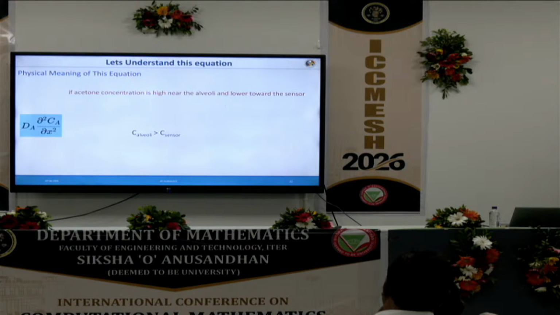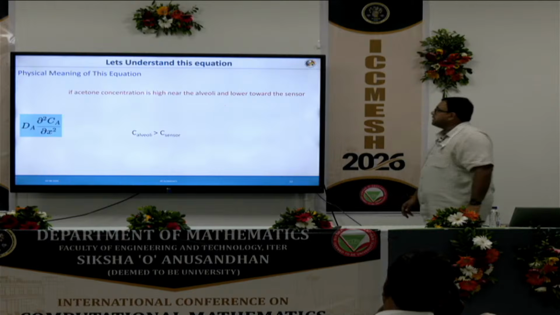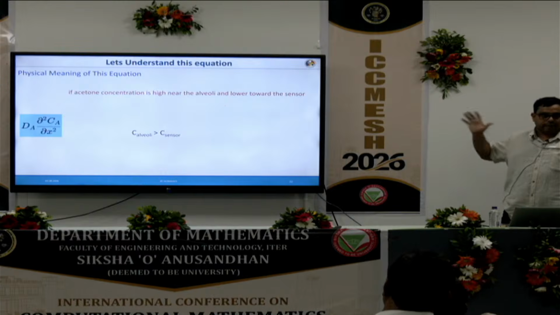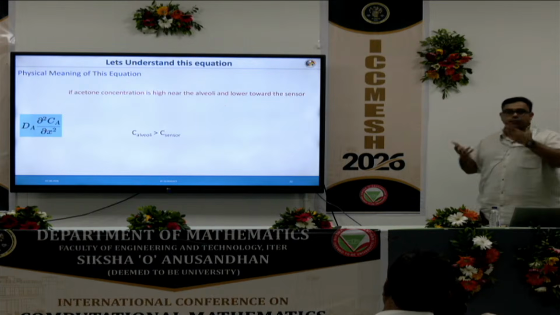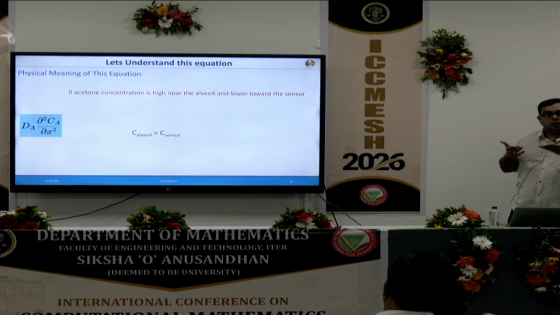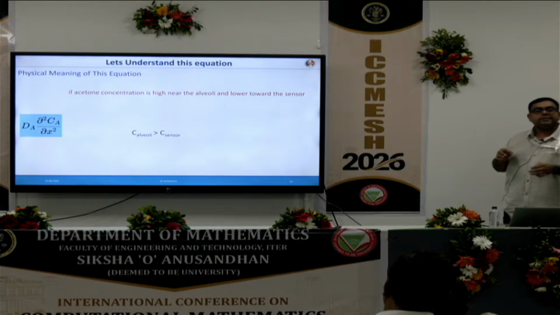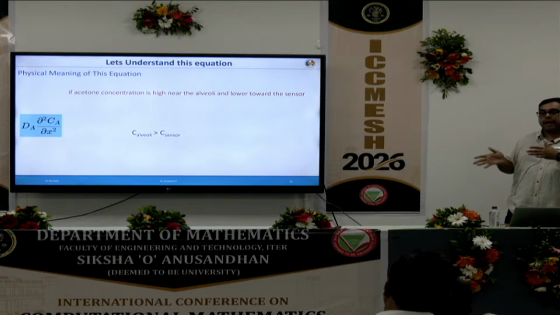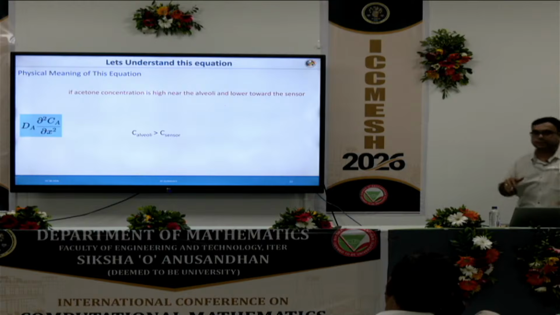Then the third term, which is the diffusion term. If acetone concentration is high near the alveoli, it will of course be lower towards the sensor. If you are not sitting in an acetone chamber, of course the concentration of acetone at the sensor will be very, very low, or basically 0. So what is happening is you are pushing the gas from one point to another, but at the same time, along with the velocity, there will be some diffusion of acetone. You know that if there is a concentration gradient there will be diffusion. So that is also happening in parallel.